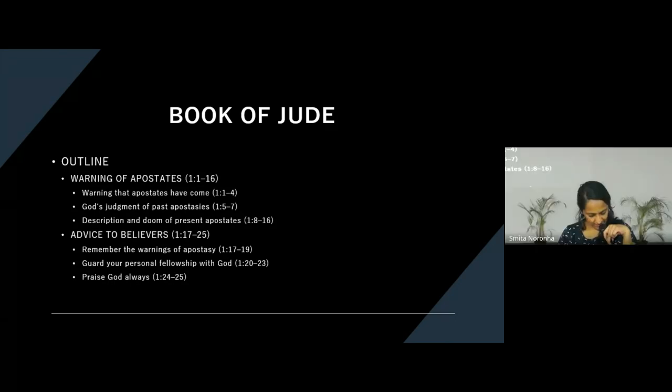Okay, so these false teachers had come in, and they were teaching that you can live a life that is immoral. Jude is saying by this teaching, they are denying Jesus himself. So he's warning against their teaching. It goes on to pass judgment, talking about God's judgment of people in the past who have turned away, who have taught people and led them astray.